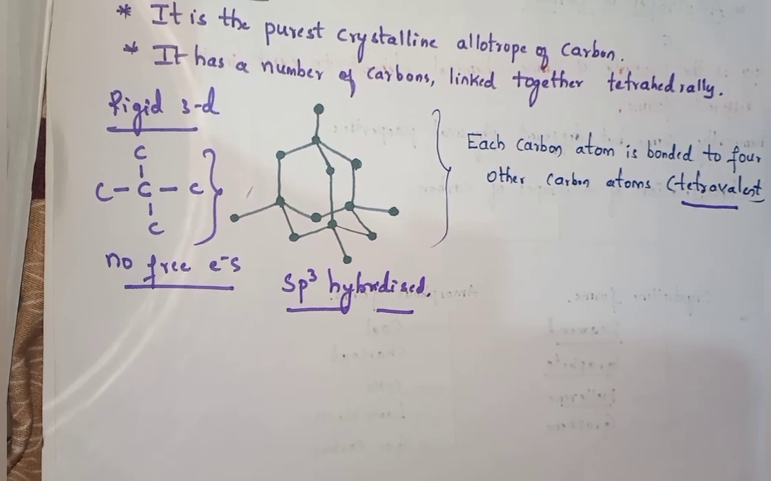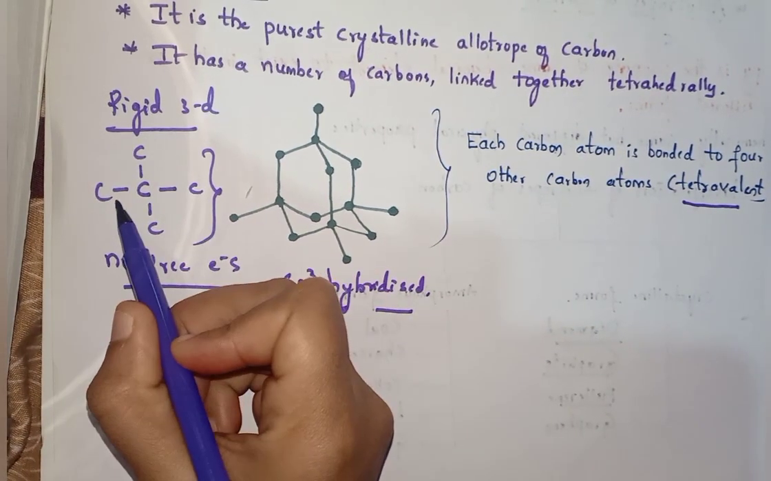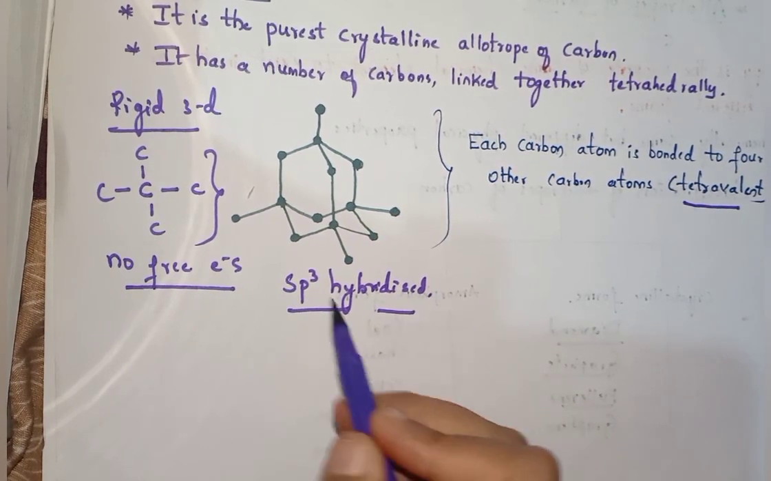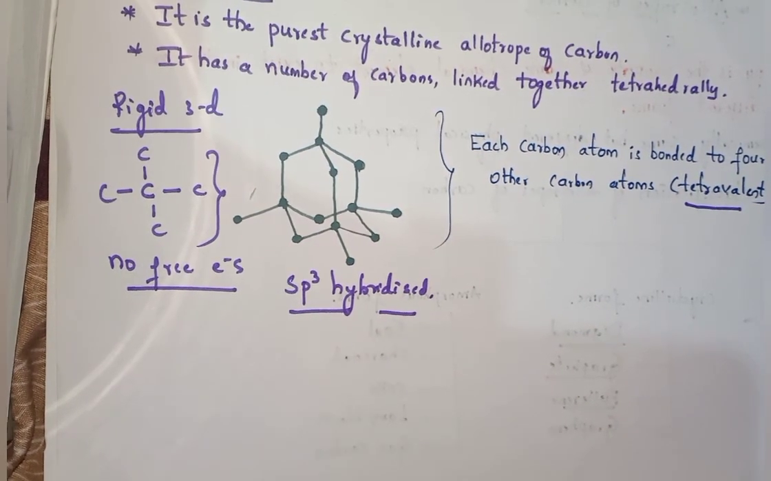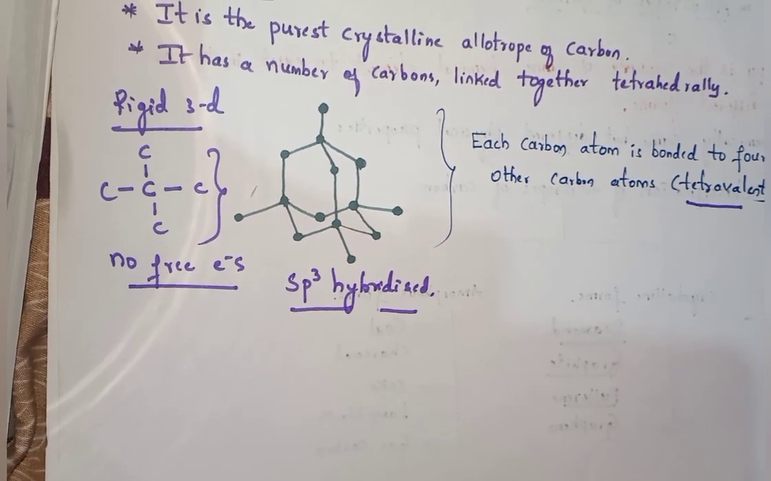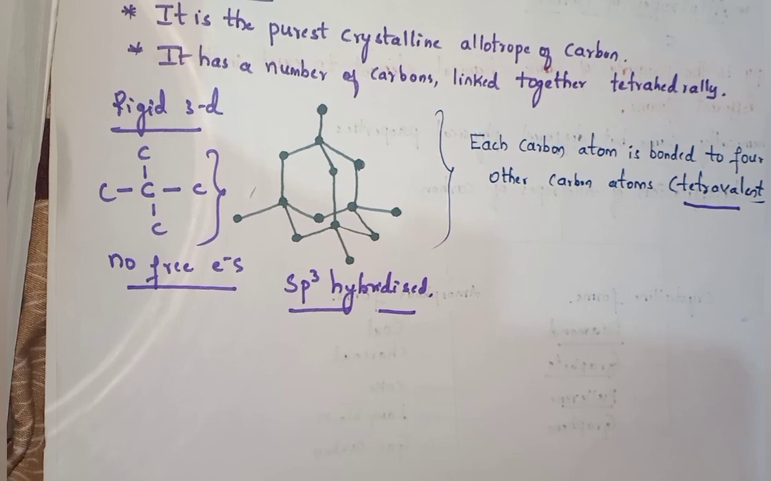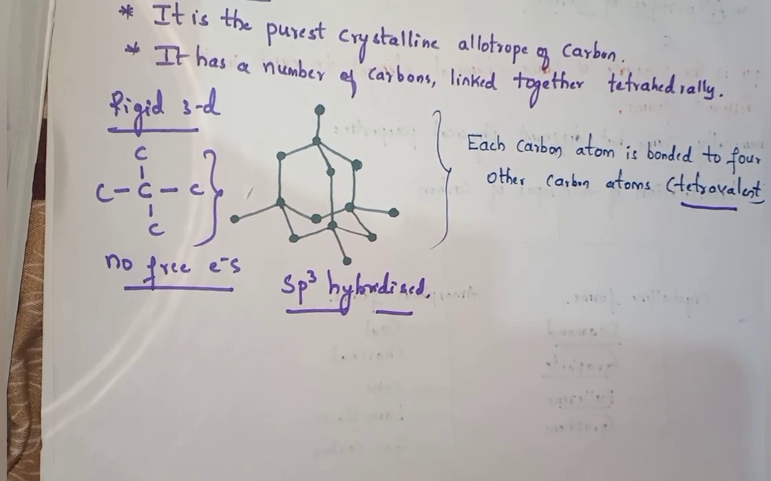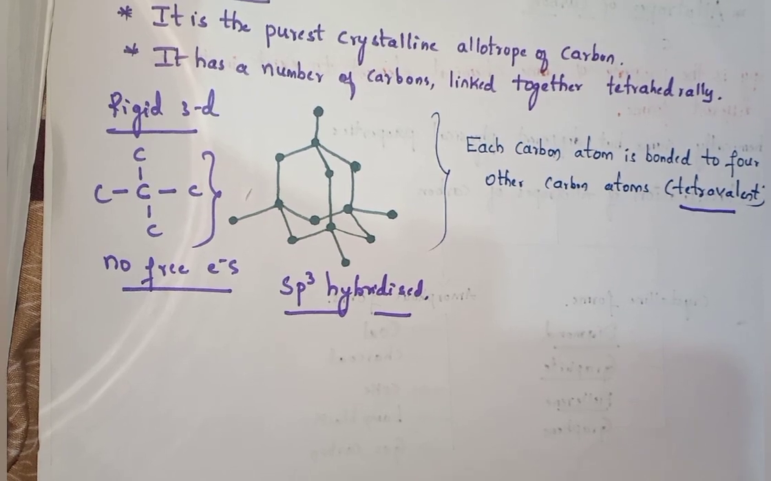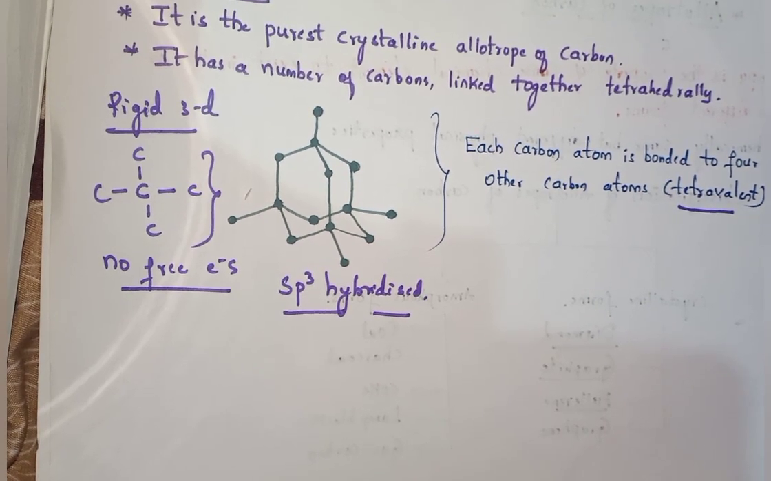If the carbon is bonded to 4 other atoms with single bonds, it shows that it has sp3 hybridization. And you should remember that diamond exists in the synthetic form and also in the natural form. Synthetic diamonds are always small in size, but the natural diamonds are larger in size compared to the synthetic diamonds.